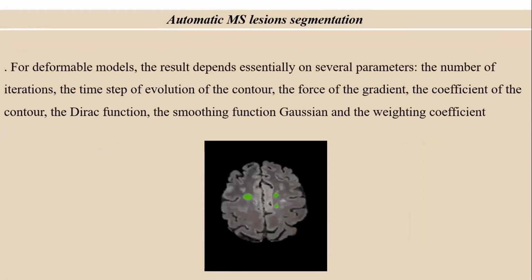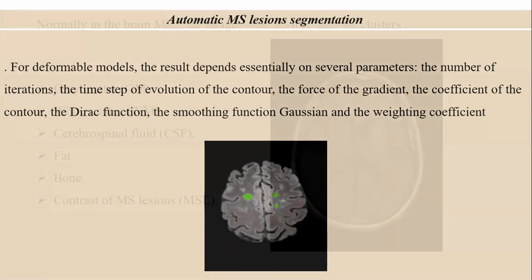For the deformable model, the result depends essentially on several parameters: the number of iterations, the time step of evolution of the contour, the force of the gradient, the coefficient of the contour, the Dirac function, the Gaussian smoothing function, and the weighting coefficient. Here is the result of level set with FCM.